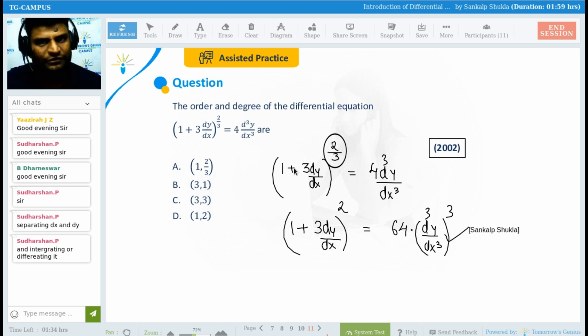So this is the highest order. So order is 3. Yes, order is 3 and degree is also 3. Clear? This should not be the question.